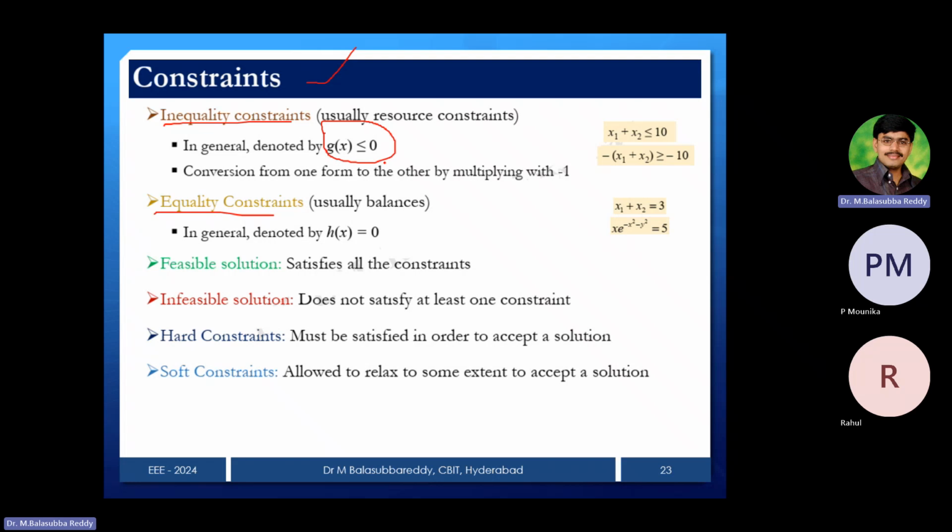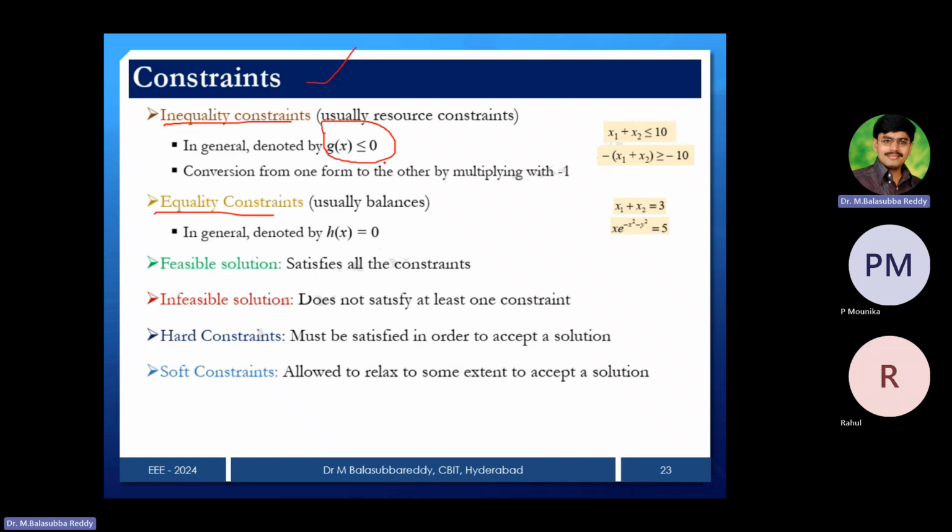Now, while we are minimizing the objective function, which consists of x1 and x2, let us assume, after optimizing, the x1 and x2 values must be less than or equal to 0, or greater than or equal to 0, or equal to 0. Like that, we have to check the constraints. So if it is less than or equal to 0 or greater than or equal to 0, we call it an inequality constraint.